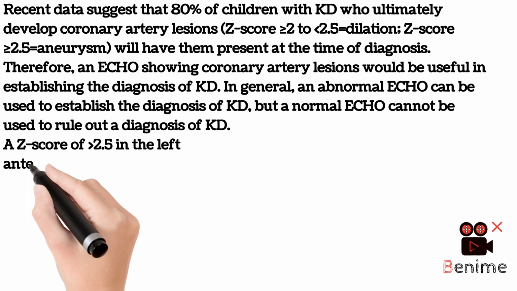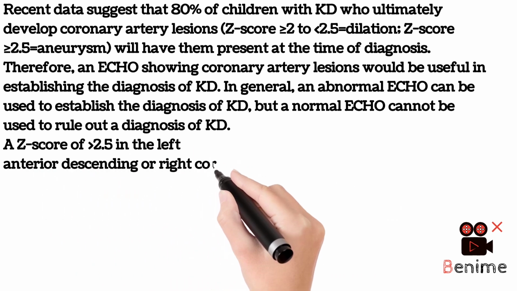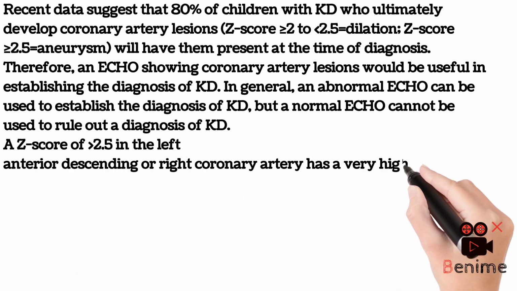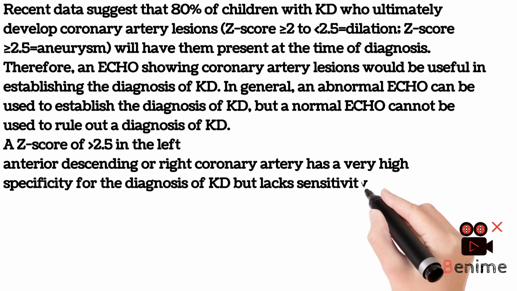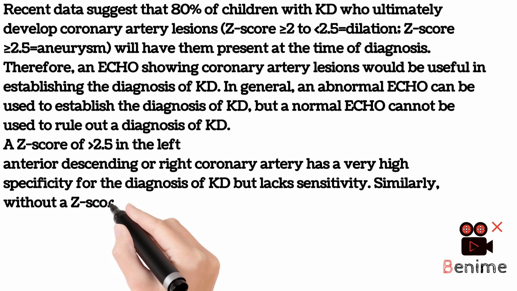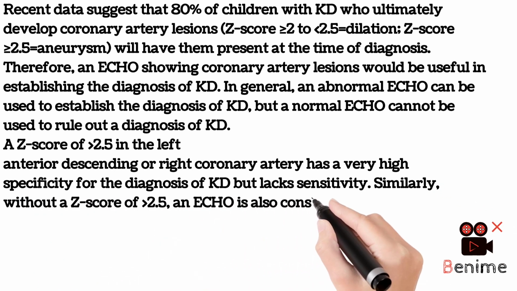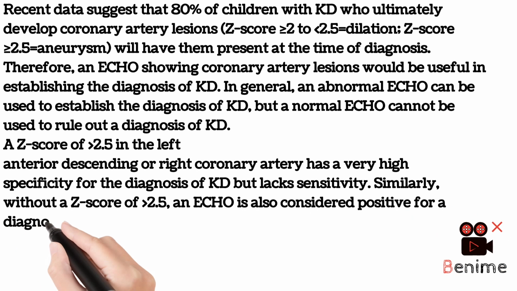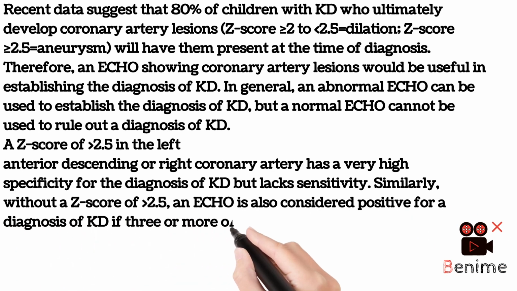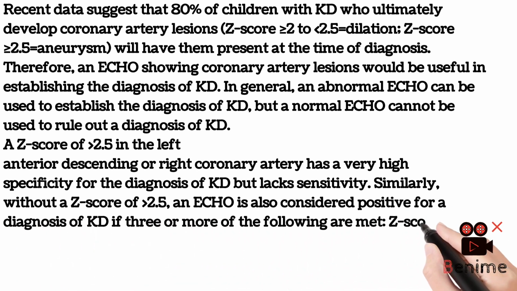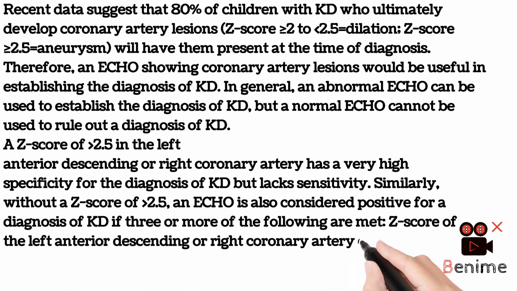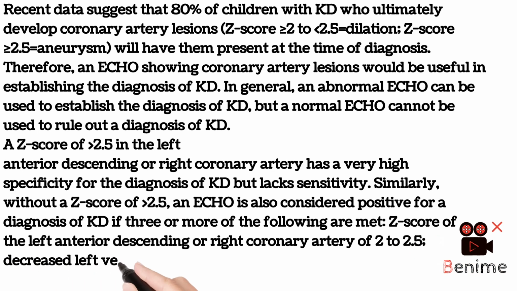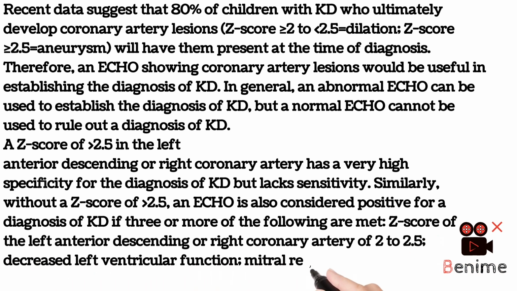A Z-score of greater than 2.5 in the left anterior descending or right coronary artery has a very high specificity for the diagnosis of KD but lacks sensitivity. Similarly, without a Z-score of greater than 2.5, an echo is also considered positive for a diagnosis of KD if 3 or more of the following are met: Z-score of the left anterior descending or right coronary artery of 2 to 2.5, decreased left ventricular function, mitral regurgitation, or pericardial effusion.